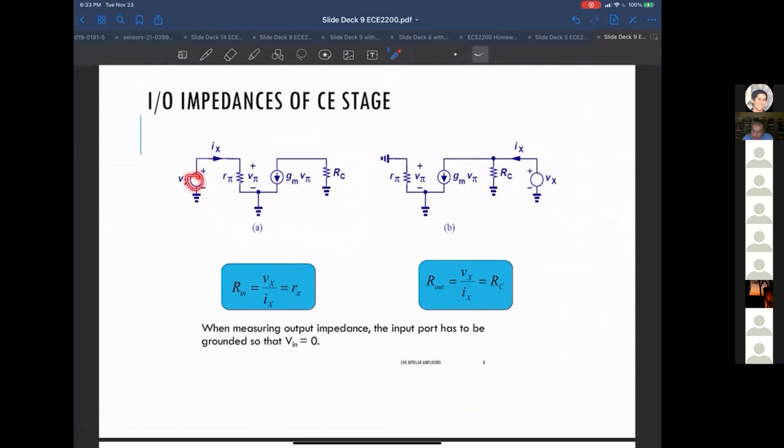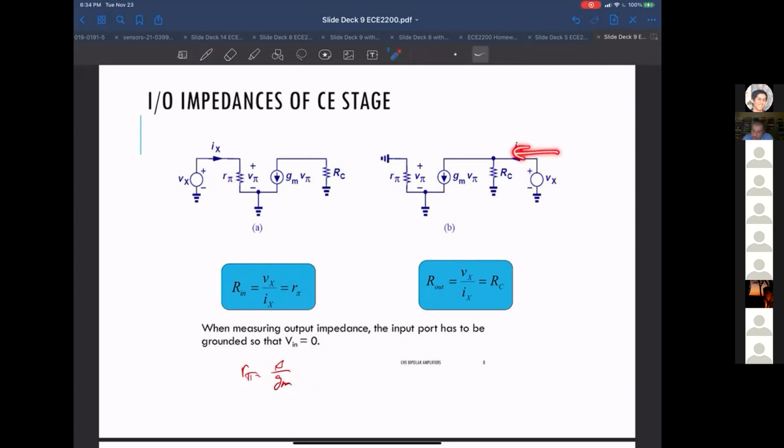You put in a perfect voltage source on the input and measure the current going through that voltage source, and it turns out that the input impedance is just R sub pi. And R sub pi is beta over gm. So this input impedance typically ends up being hundreds of ohms to several kilo ohms, depending on the values of gm that you get.